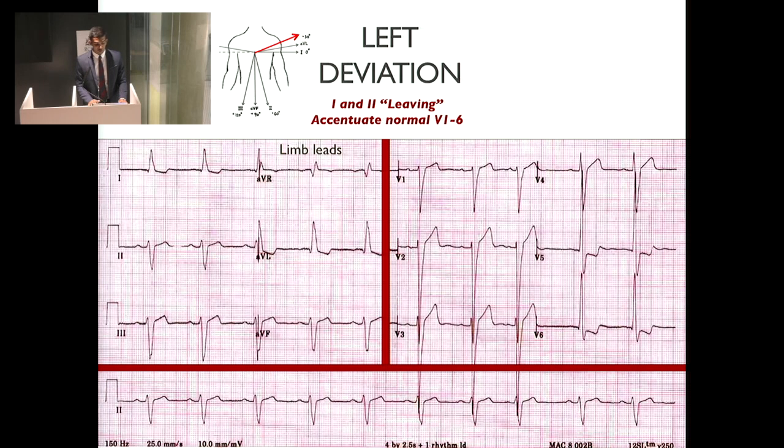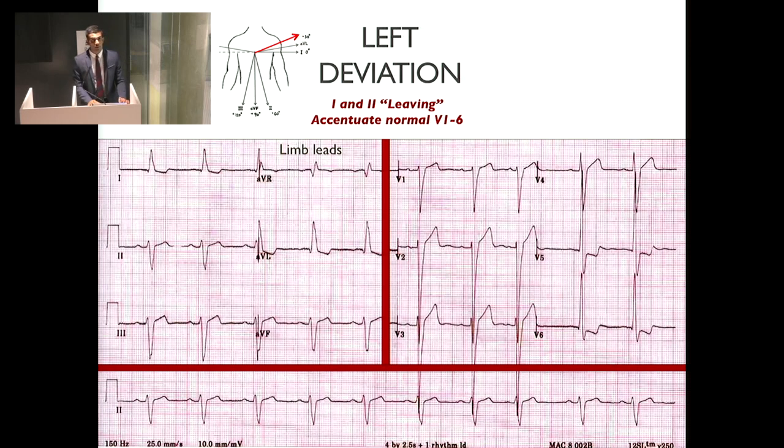The axis is closest to AVL, second closest to lead 1, and third closest to AVR. So AVL is the most positive, then lead 1, and then AVR. The axis is away from the inferior leads, so these are all negative.